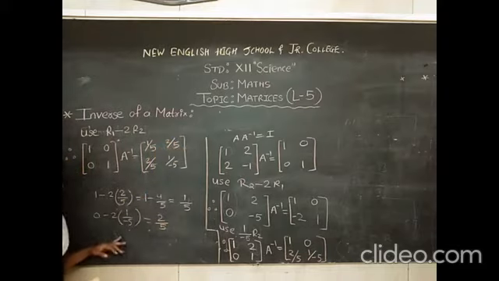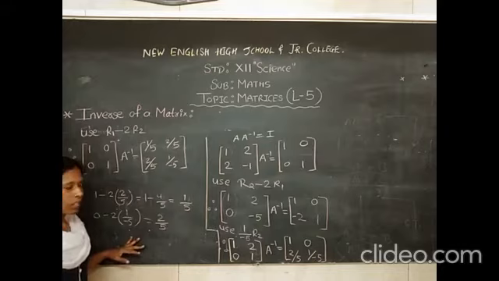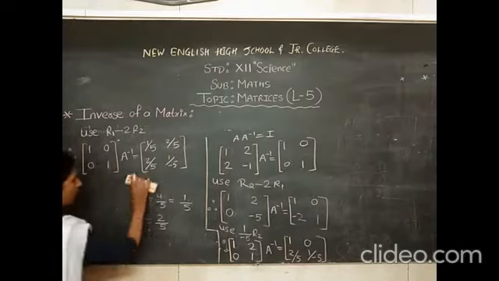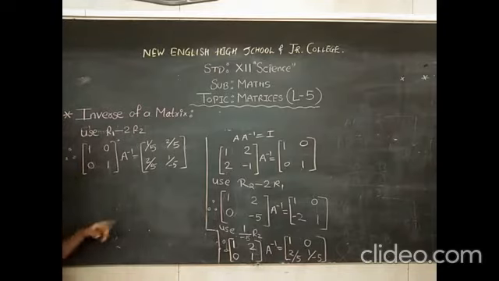See, calculation is very important over here. If you make any mistake, your answer is going to be wrong. Okay? Now, thus we have converted it into identity matrix.